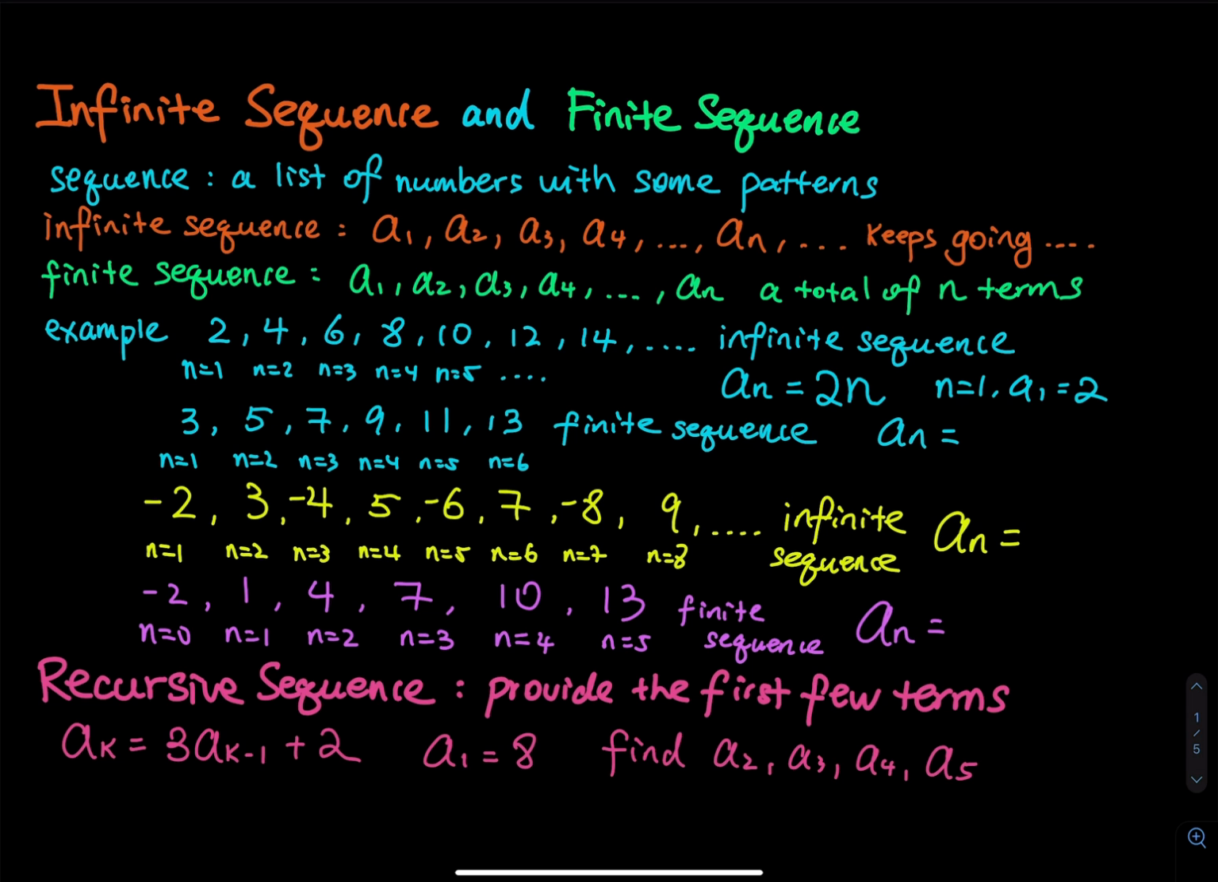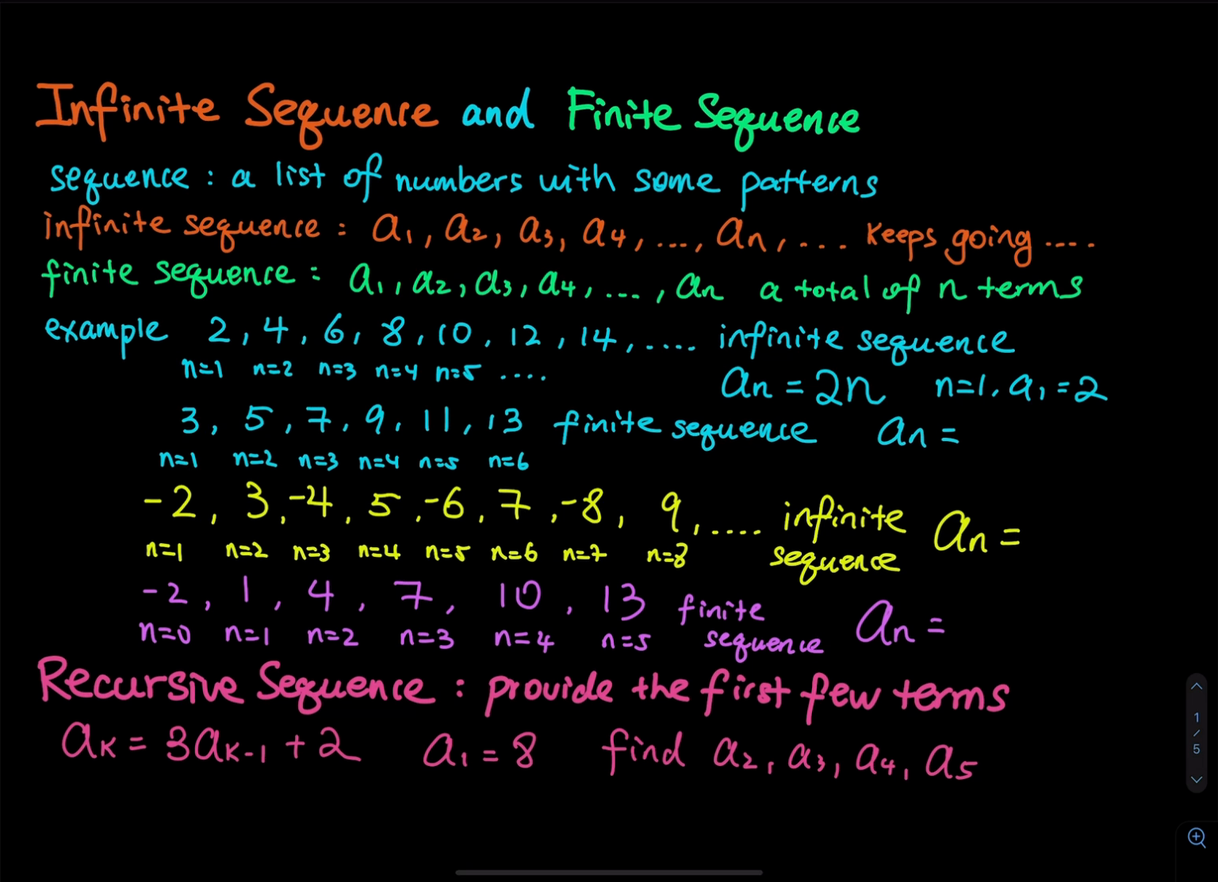The next one, we have 3, 5, 7, 9, 11, 13, and then we stop at 13. The total number of elements in this sequence is countable, so we call this a finite sequence. How many numbers are there? There are 6, right? The first number is 3, second number is 5, third number is 7, and so on and so forth. And then what is the pattern?